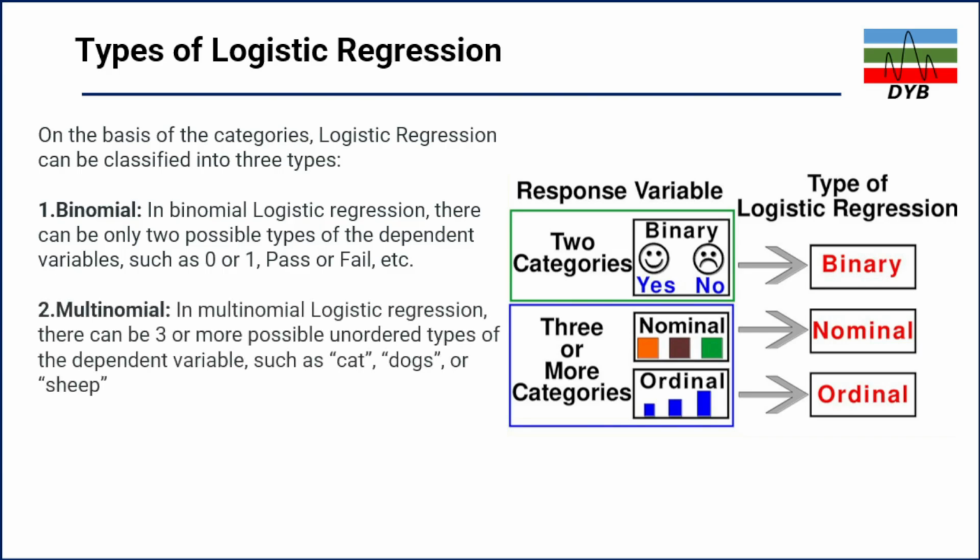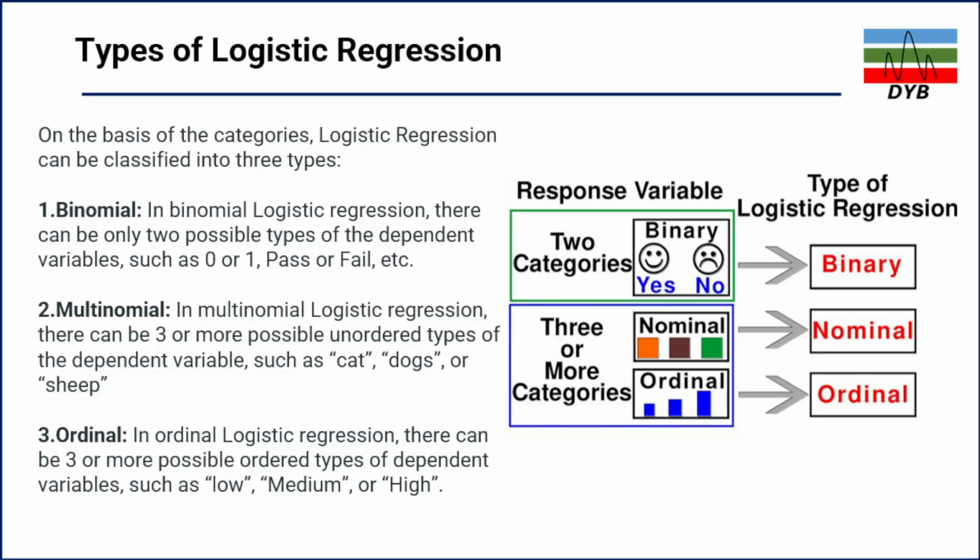The second type of logistic regression is multinomial, also called nominal regression. In this regression, we have three or more possible unordered types of dependent variables, such as cat, dog, or any type of features you want to put, either different colors or different attributes of any data. Let's say orange, gray, and green. These three are called nominal logistic regression.